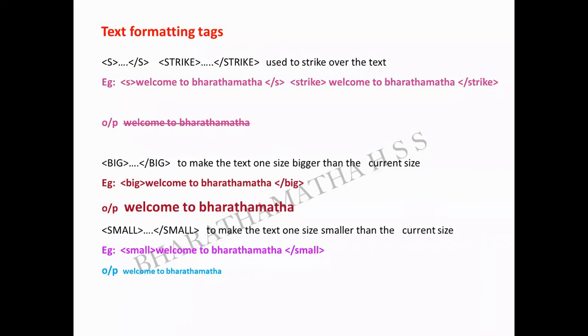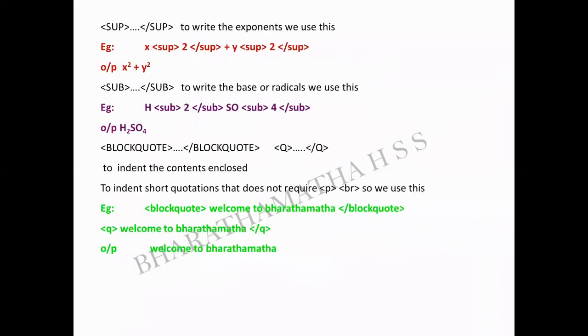U tag for underlining. Big means when the present size of the content is 3, it will show one size bigger. That is known as your big tag. Small tag, the opposite of it. That is, if your present size is 3, it will show one size reduced. That is 2. Then we went on to see about the subscript and superscript.